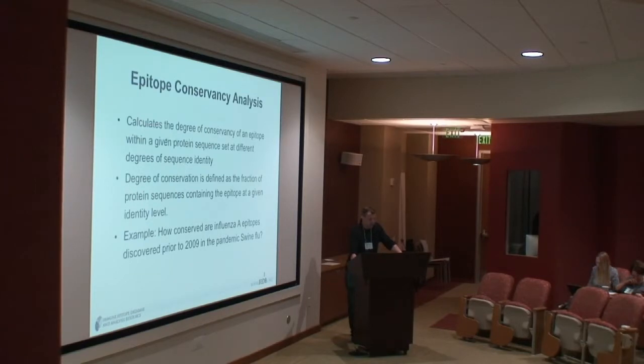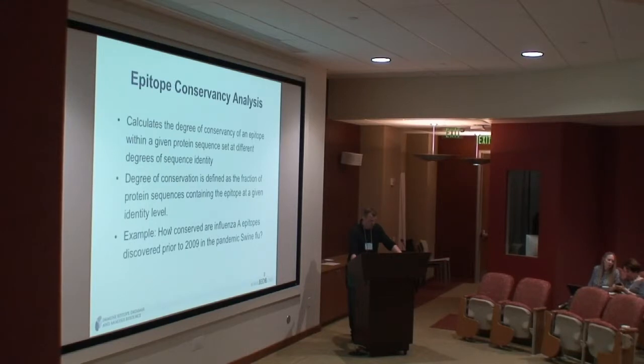The next tool I'll talk about is epitope conservancy analysis. Here's the idea: you have a set of epitopes of interest and a set of protein sequences, and you ask how conserved the epitopes are in the set of proteins. The degree of conservation is defined based on percent sequence identity. Somebody mentioned Hamming distance recently; it's just aligning your epitope to your source protein and looking for the best match, in terms of the highest number of residues conserved between the epitope and the protein.